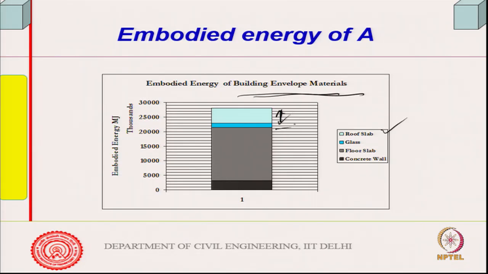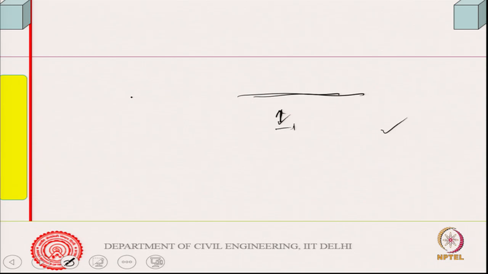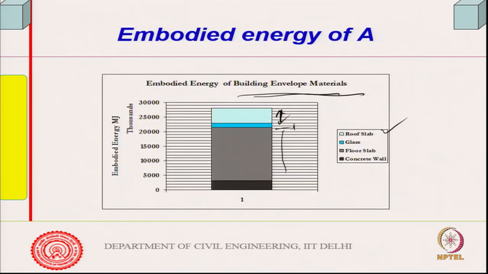Glass contributes this much. Floor slabs, because of the number of stories in the building, you can see that many stories. So the number of floors is more. Therefore, totally, on the floor slabs, it is only looking at the building envelope material, floor slab and concrete wall. So, this is the concrete wall. Component wise, embodied energy in megajoules is seen to be something like this.